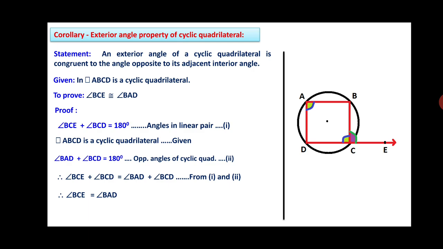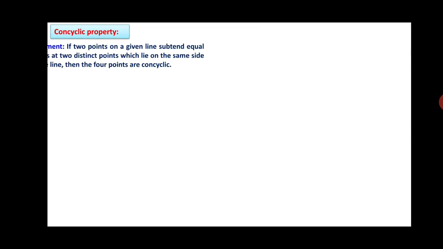Therefore, angle BCE plus angle BCD is equal to angle BAD plus angle BCD from 1 and 2. Therefore, angle BCD gets cancelled. What is left is angle BCE is equal to angle BAD. Therefore, you can write angle BCE congruent with angle BAD. This is the exterior angle property of a cyclic quadrilateral. Friends, let us see the cyclic property now.